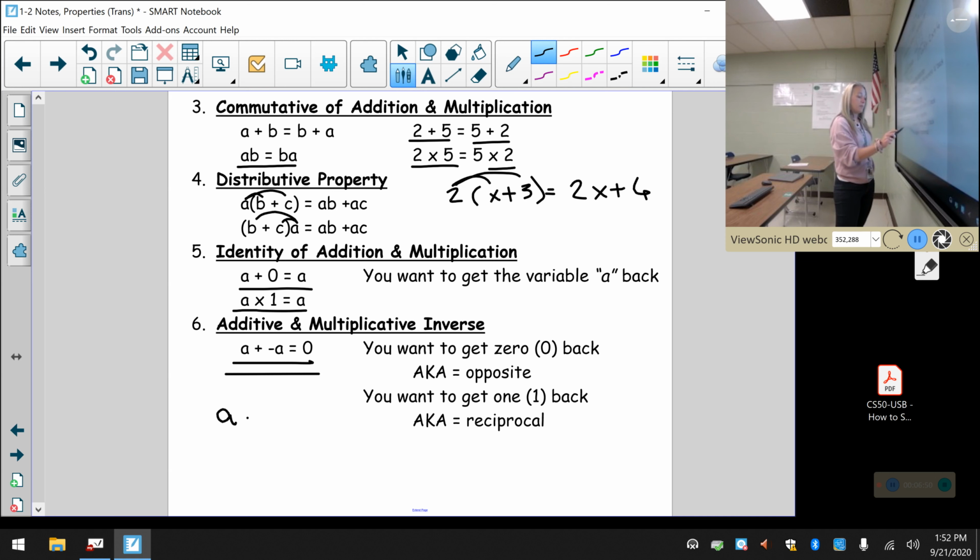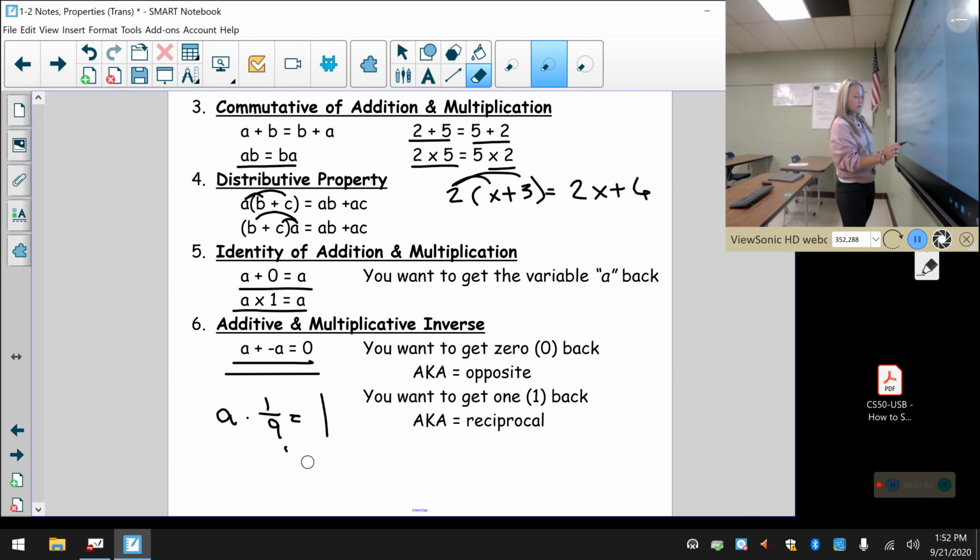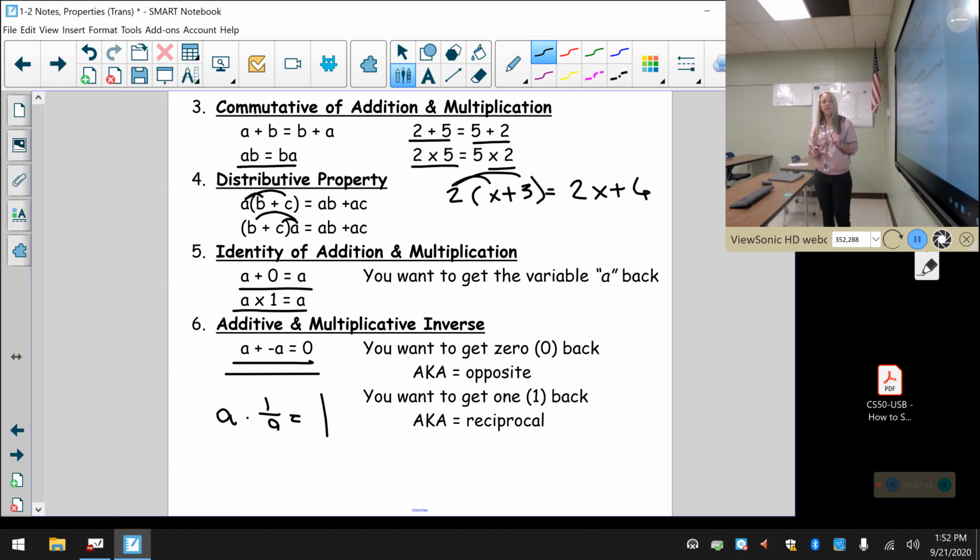A times 1 over A equals 1. When you get the number 1 back, that kind of looks like a 9. I apologize. My writing is a little ugly. Oops. Erase. There we go. That looks a little more like an A. So this is the additive and multiplicative inverse. The additive inverse, when we add A plus the opposite, it gives me 0. Multiplicative, A times 1 over A gives me 1.